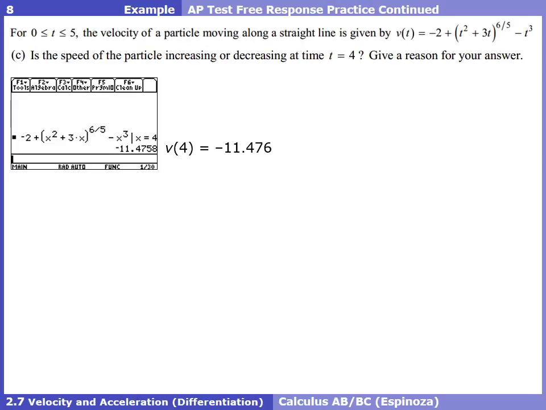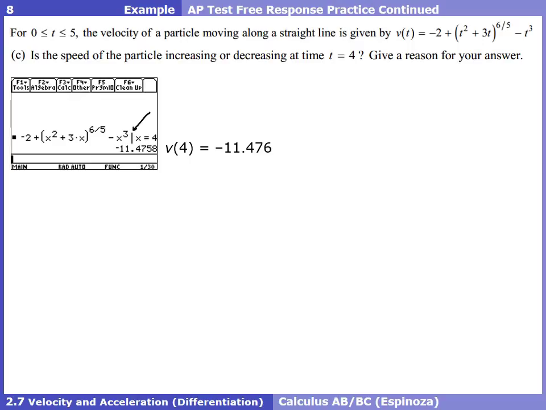We know our velocity equation is given above, so if you use your calculator and use the little bar or evaluate button to do this, the calculator will plug in 4 for you. So if you've been practicing using this stuff, it should be nice and simple. So when we plug 4 into our velocity equation, we'll get negative 11.476, which just means the particle is moving to the left.